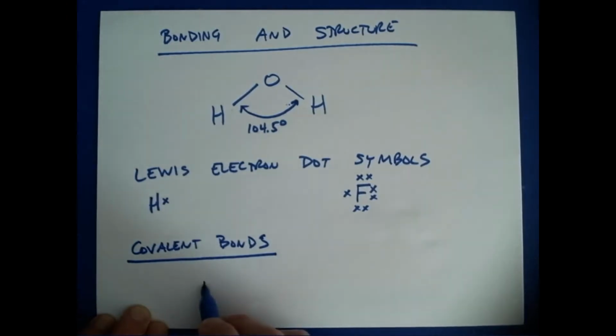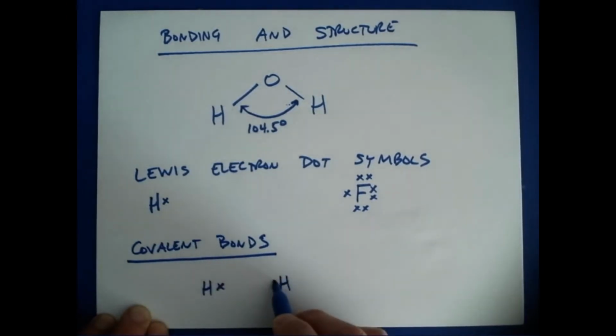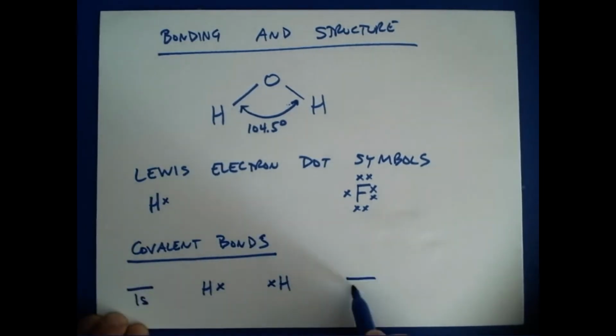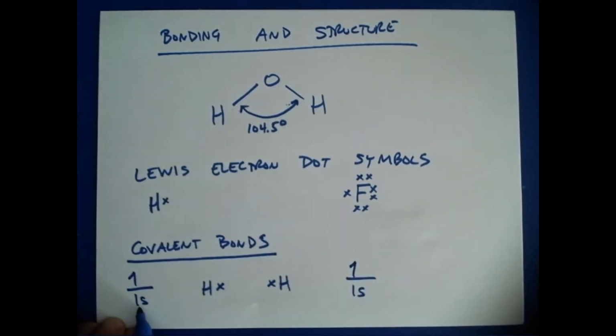So the simplest case of this is a hydrogen atom and another hydrogen atom. Notice I've drawn the Lewis electron dot symbols for both hydrogen atoms. And if we think about the electronic configuration of each hydrogen atom, so this represents the electronic configuration of this particular hydrogen atom, and this represents the electronic configuration of this particular hydrogen atom. What we see is that if this hydrogen atom gains an electron, well, that's going to fill the 1s subshell, and in fact, it's going to fill the entire first shell. The same is true, of course, for this hydrogen atom.